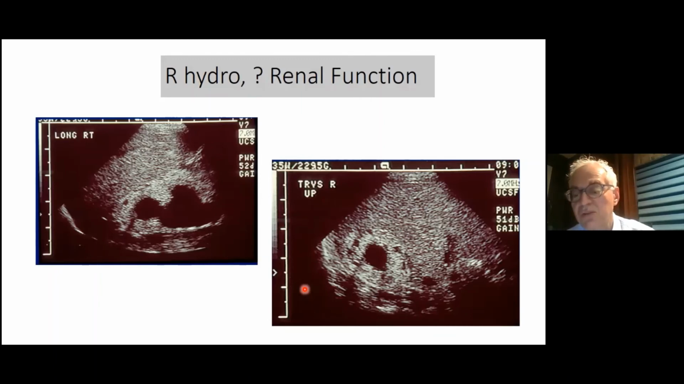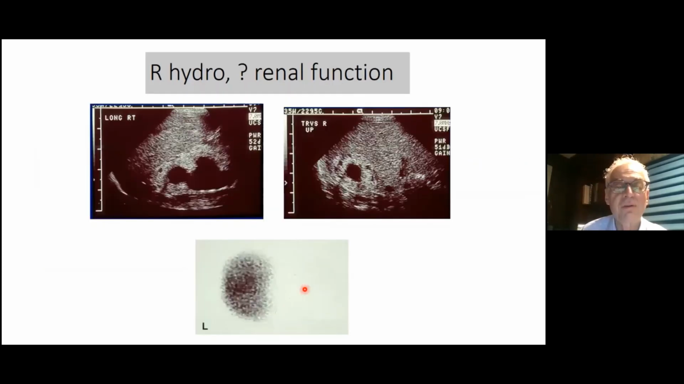Right UPJ obstruction is correct, but how much? Give me some idea of the right renal function. 10%, 20%, 50%, 40%. Not bad. Okay, here's the DMSA on that patient. 0%. Why do I say that? You have cortical cysts. See these little cortical cysts right here, here, here, here. And you have very, very echogenic parenchyma. Here's the liver. And even in the ultrasound, you have a more echogenic kidney by far than the liver.